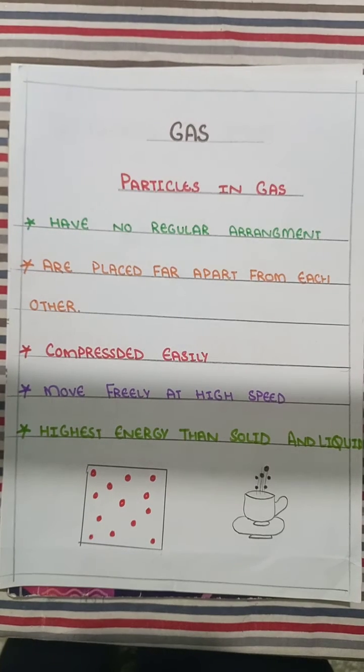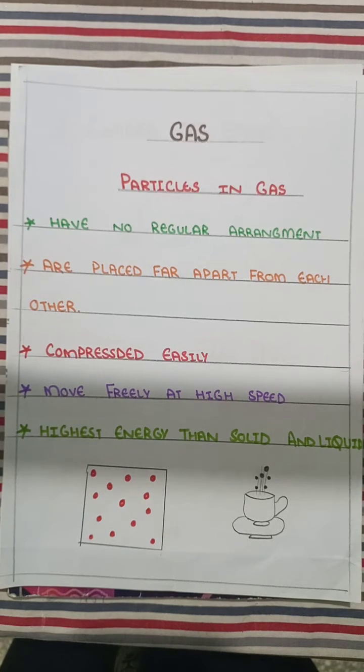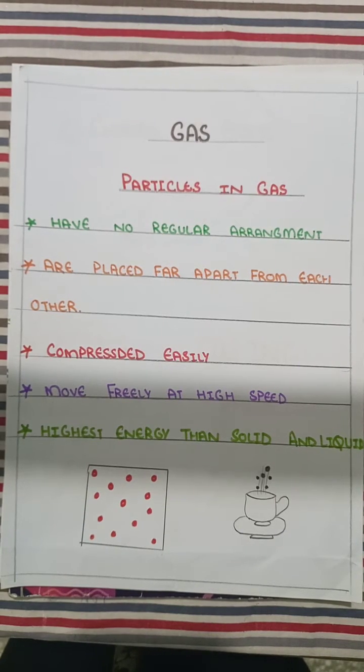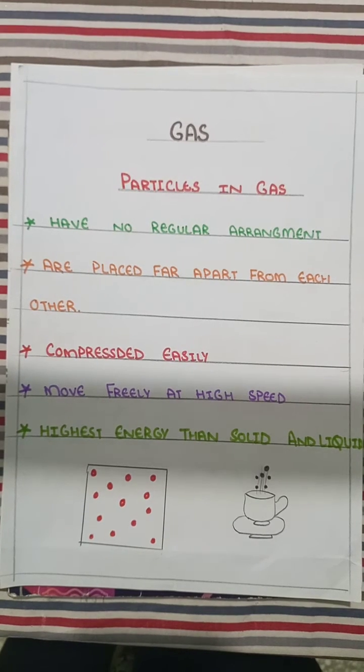Another example is CNG gas. CNG gas is what? It is compressed natural gas. CNG is a natural gas, but why is it called compressed natural gas? Because it can be pressurized and compressed. So CNG is also an example of gas.